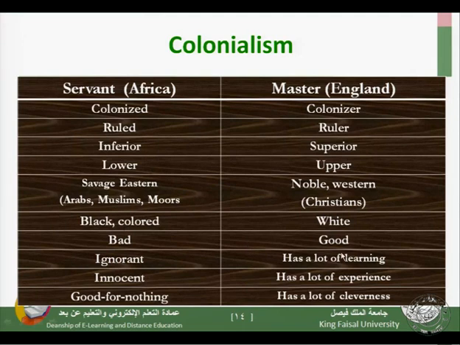He has a lot of knowledge, a lot of learning. They have nothing, they are ignorant. He has a lot of experience. He can manage to do anything or to solve any problem. But they are innocent. They know nothing. They have no experience at all. Do you understand? He has a lot of cleverness, but they are good for nothing. They can do nothing. Do you understand? This is something that has to be understood before you read Robinson Crusoe. It's a very important introduction to the novel.